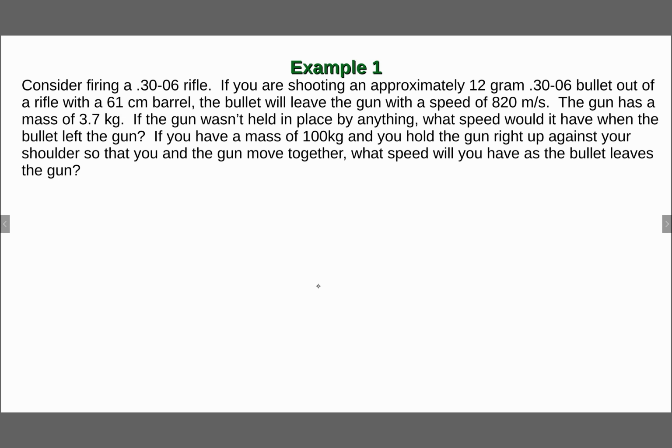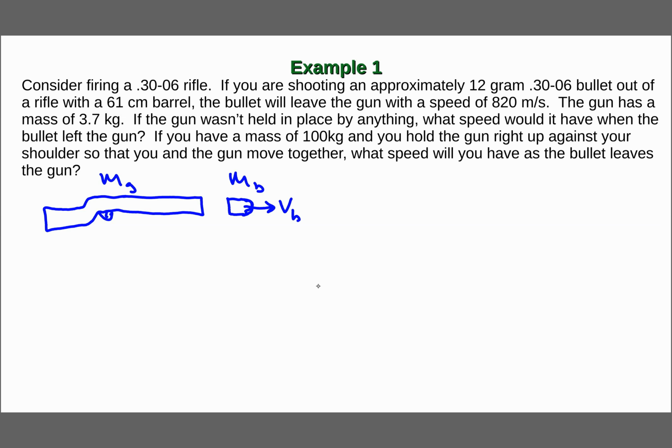Okay, so we have our gun here. Looks kind of like this. And we have a bullet that leaves it. Alright, so the mass of the gun is mg. The mass of the bullet is mb. The bullet has some velocity, vb. And then we want to find vg, okay? And vg is this velocity that the gun has when it goes backward, okay?